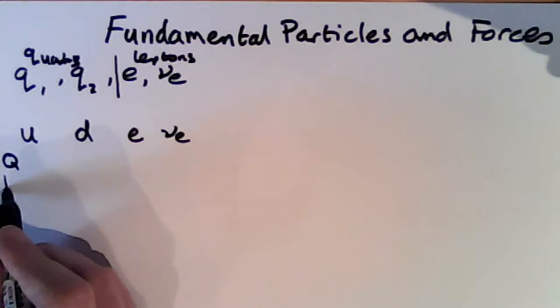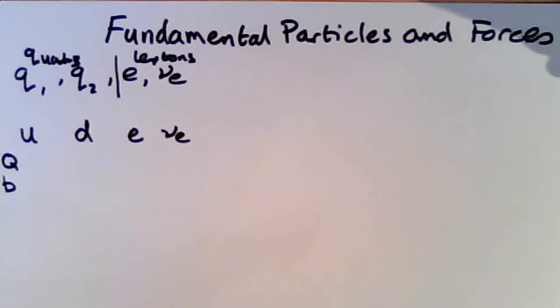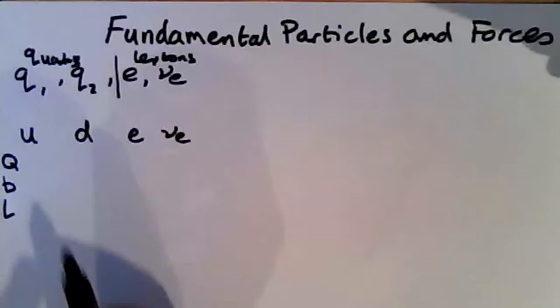Something else we might measure about an object is its baryon number. The purpose of this number will become apparent very soon. A third thing we might measure is its lepton number. Now then, these values have been discovered, theorized, and experimentally confirmed over time, so we're just going to present them here.